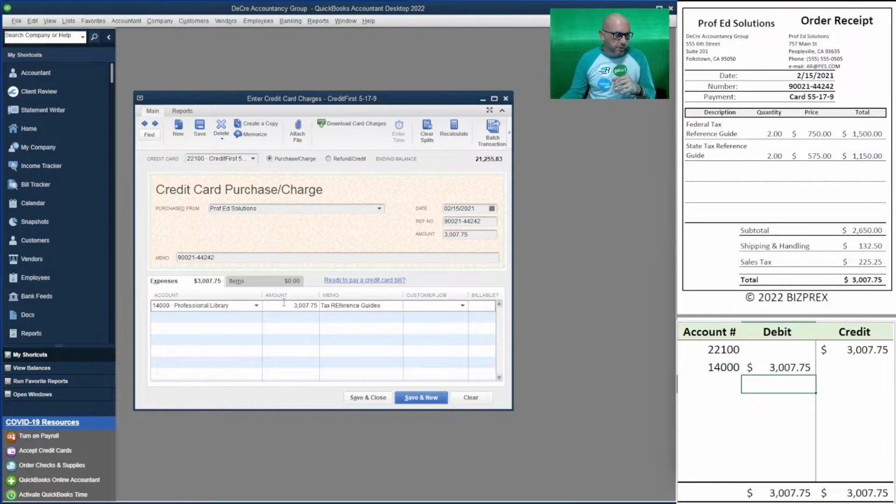Okay, so this amount right here, it's a debit to account 14,000. And this amount right here, it's a credit to account 22,100. Right, liability went up, asset went up. Why? Because we've got this asset in the form of professional library books, and we financed the purchase of those assets with liability. So our assets went up, but our debt, our liability, went up as well. Okay, all good. Let's continue.